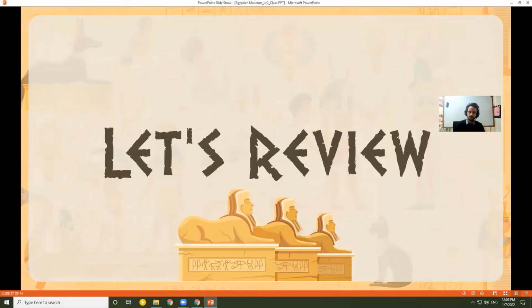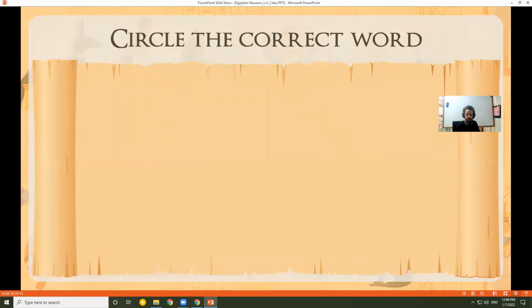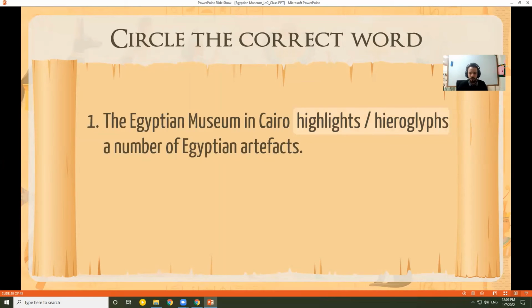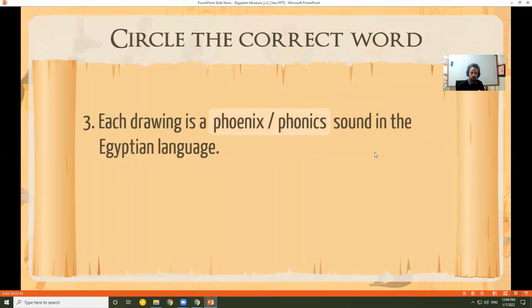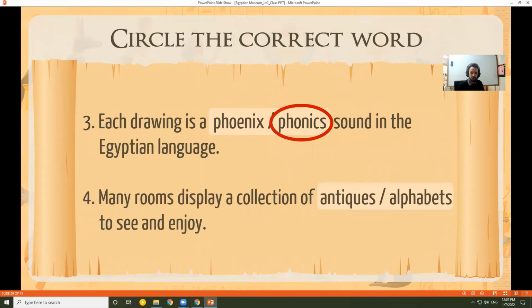All right, so let's review in our worksheets what we learned. Please circle the correct word to finish the sentence. The Egyptian Museum in Cairo highlights or hieroglyphs a number of artifacts. It highlights them. It shows them off. Egyptologists decorated amazing treasures or discovered amazing treasures. Well, they found them. They dug them up. That means they discovered them. Each drawing in hieroglyphs is a phoenix sound or a phonics sound. Well, it's a sound that tells us how to spell a word, so it's a phonics sound. Many rooms display a collection of antiques or alphabets. They display really old things. We call those antiques.